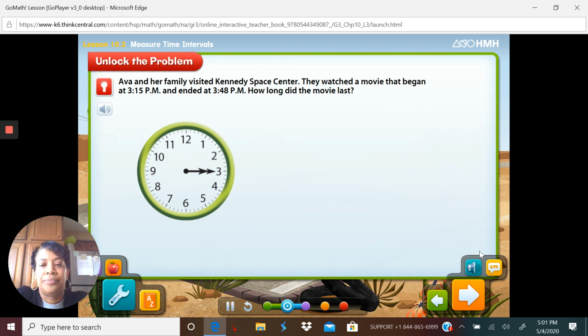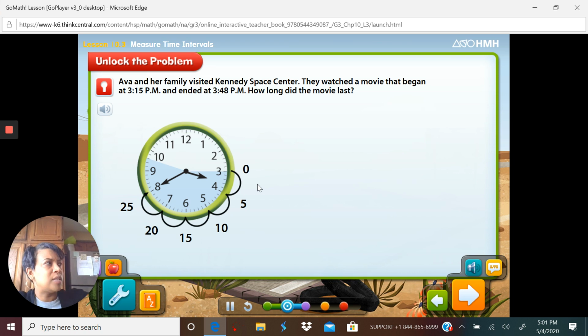Another way to solve the problem is by using a clock. The start time is 3:15, and the end time is 3:48. Count the minutes by counting on by fives and ones from 3:15 to 3:48. All right, so he's going to count by fives, and then he's going to have to count by ones to get to 3:48. 5, 10, 15, 20, 25, 30. Now count forward by ones.